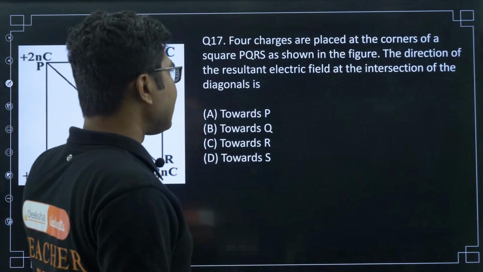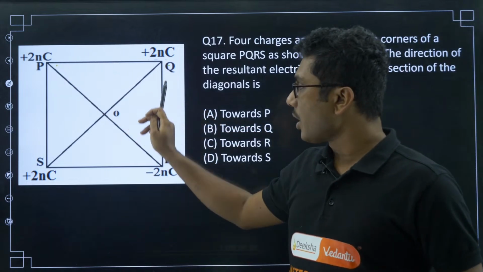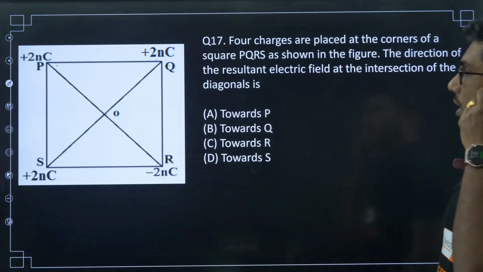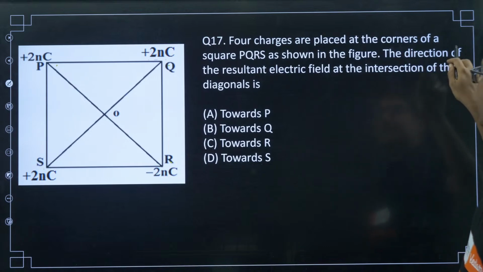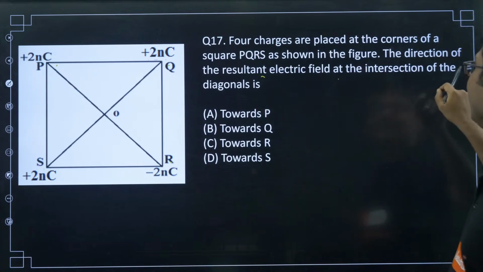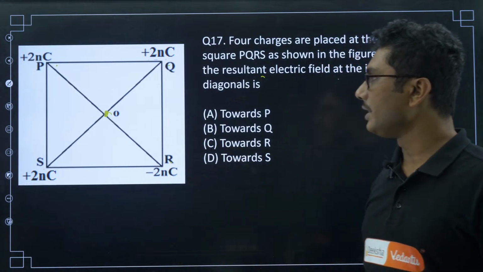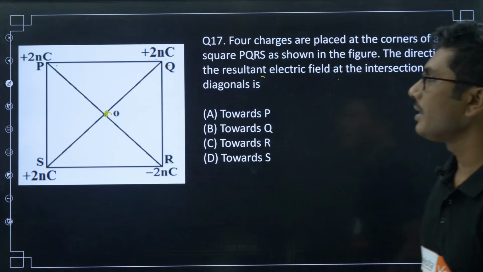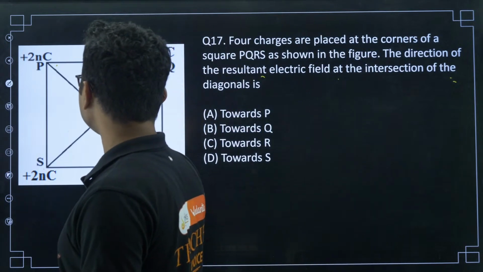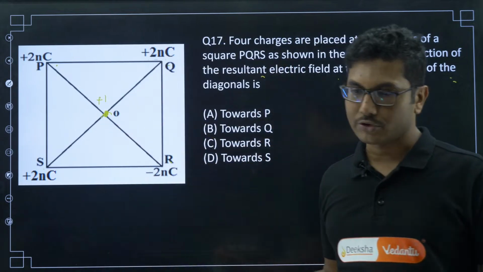Now, question number 17. Four charges are placed at the corners of the square PQRS, as shown in the figure. What is the direction of the resultant electric field at the intersection of the diagonals? I think it is an easy question. How to answer that? To answer that, imagine that you placed a unit positive charge at the center. Now, you have to think about what the possible directions are.